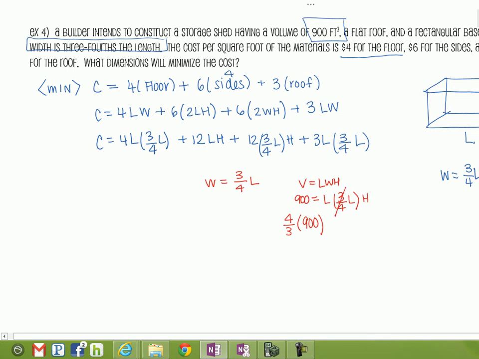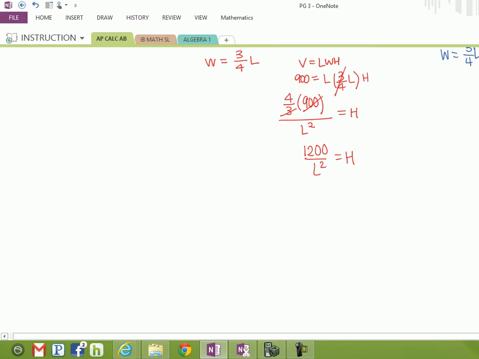Then we're going to divide it by L squared. And we get 300, so 1200 over L squared is equal to H. So I'm going to substitute this all back into this horrific looking thing. It looks pretty bad, but it's going to look much better in a moment.